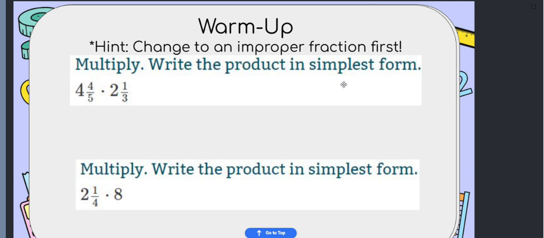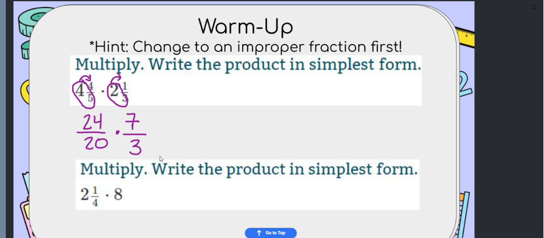All right, so let's start with the first one. Check how you did. Improper fractions first. So 4 times 5 is 20, plus 4 is 24. So we have 24 over 20. And then for 2 1/3, 2 times 3 is 6, plus 1 is 7. So we have times 7 over 3.